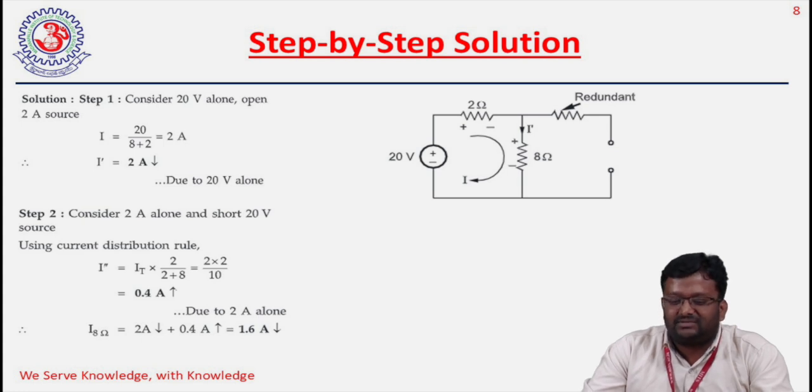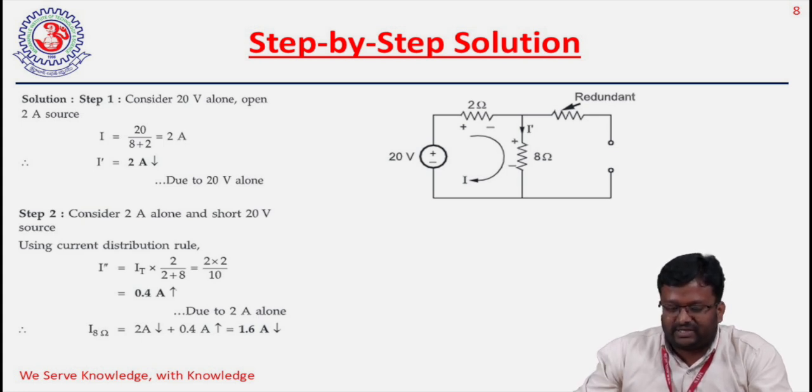Here we have three resistors: a 2 ohm resistor, an 8 ohm resistor, and this resistor which is open circuited. Because of that, it will be neglected, because we know that when the circuit forms a closed loop, only then will current flow through the circuit. Since it is open circuited, no current will flow through this resistor. This resistor can be neglected from the circuit.